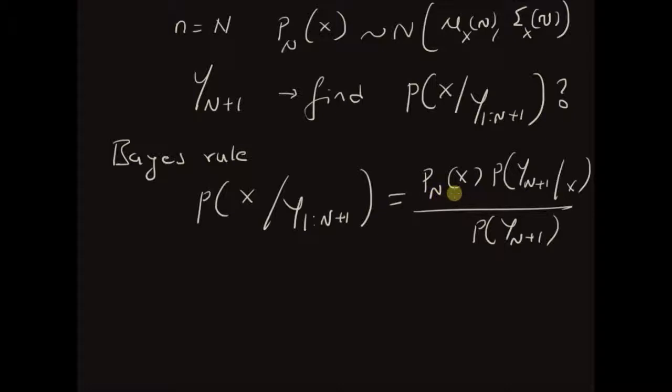And since the prior and the likelihood both follow a Gaussian distribution, the posterior should also follow a Gaussian distribution because the prior and the likelihood form a conjugate pair.